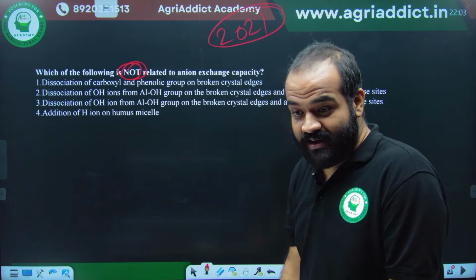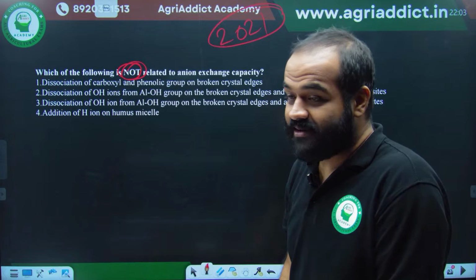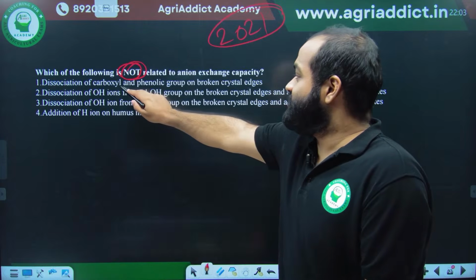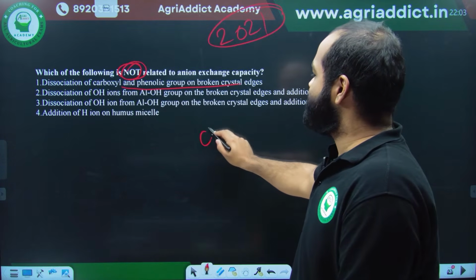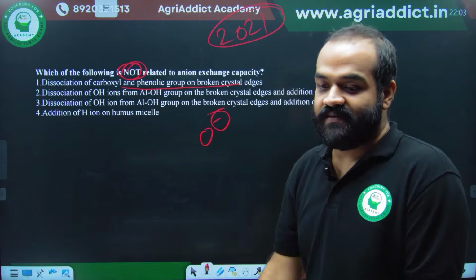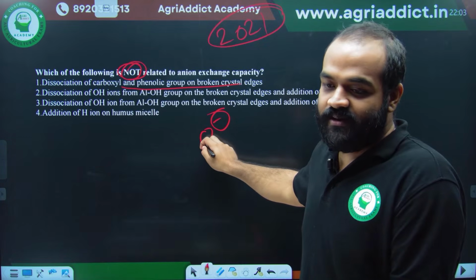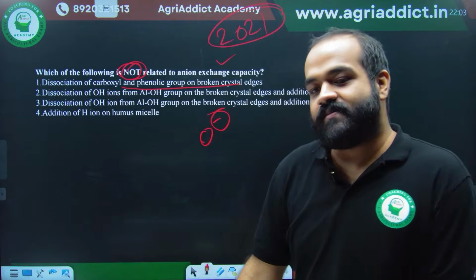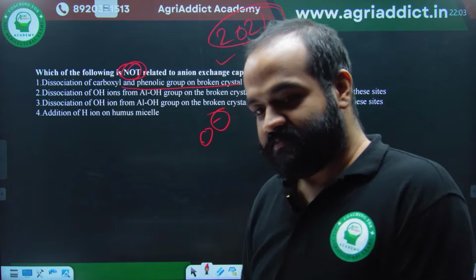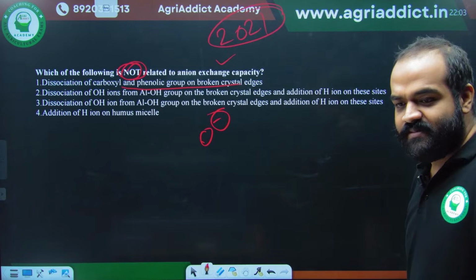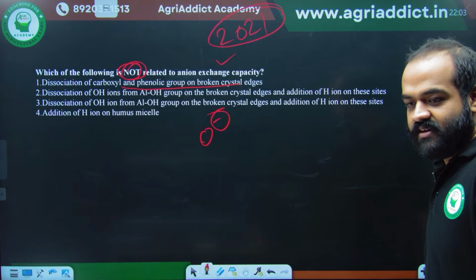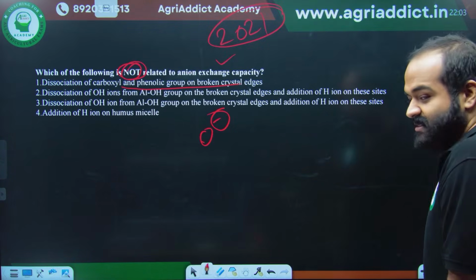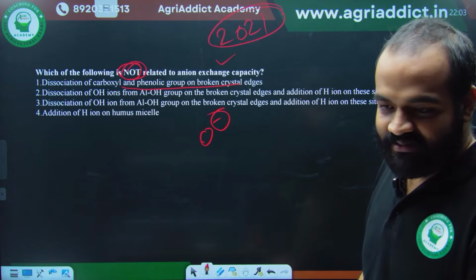Not related बोल रहा है. Again, please read the question. Dissociation of carboxylic and phenolic group से क्या होगा? उससे negative charge develop होता है. So if negative charge develops, it will not be related to anion exchange. It will be related to cation exchange. So in this I could not see many answers. Only Vipin is there. That is kind of sad. But anyhow, ठीक है.